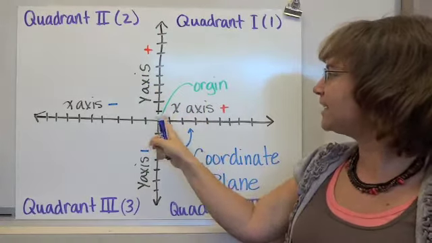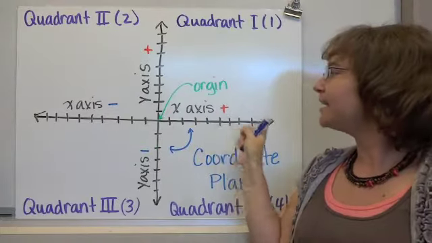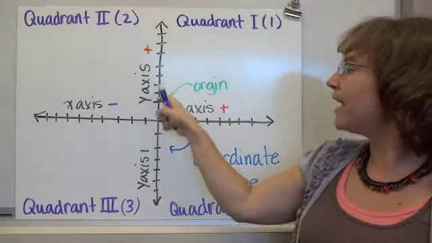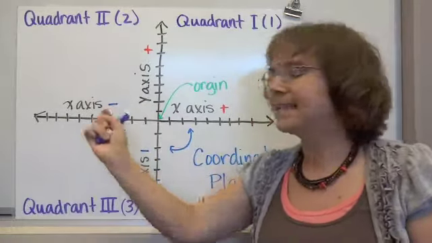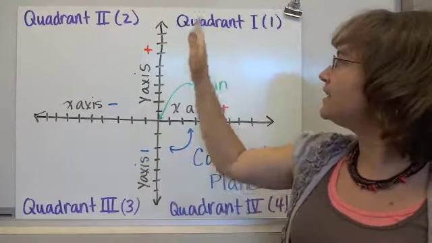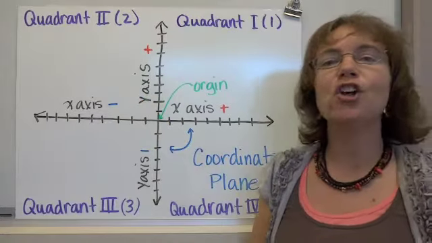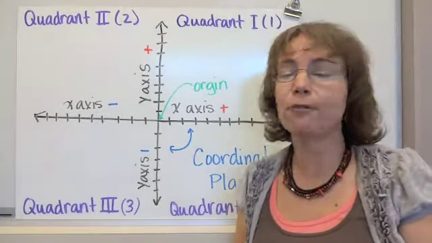So if we look at the x-axis, we know this way's positive on the x-axis, this way's positive on the y-axis, this way's negative on the y-axis, and negative on the x-axis. Now you'll notice it divides the plane into 4 different sections. Those are called quadrants, quad for 4.